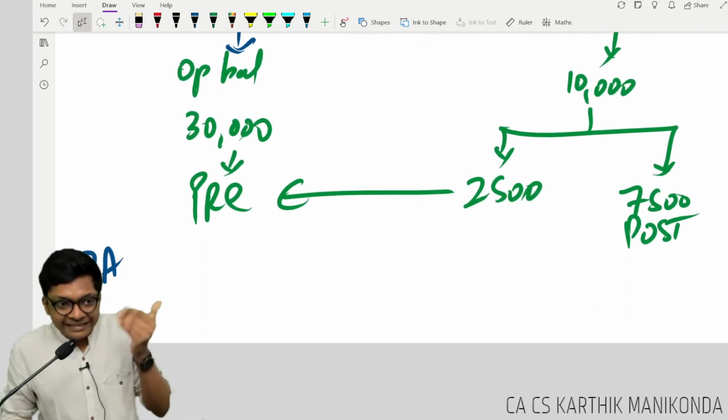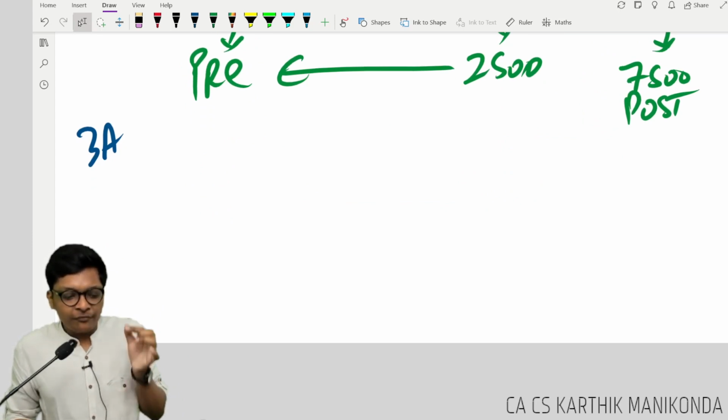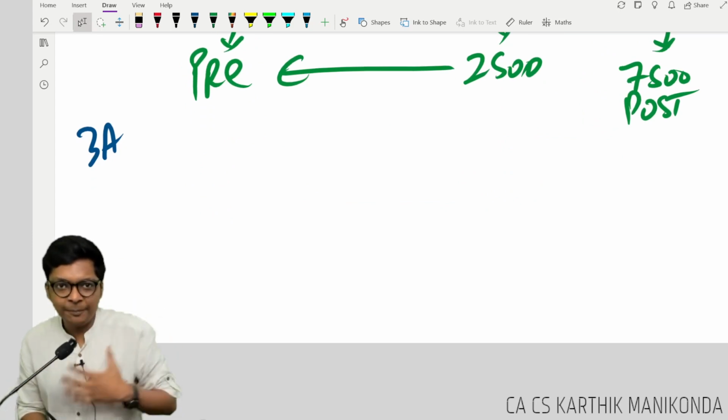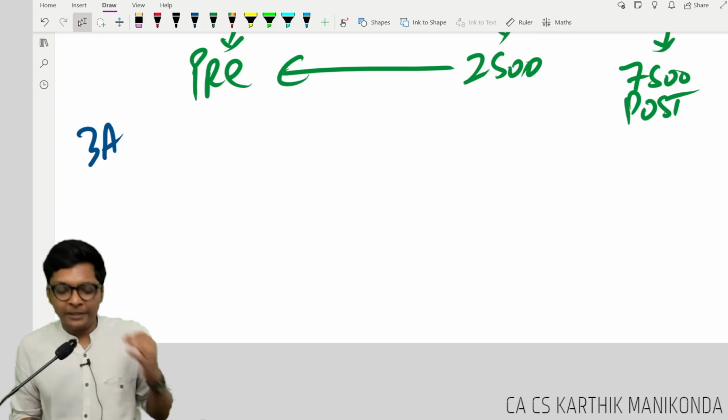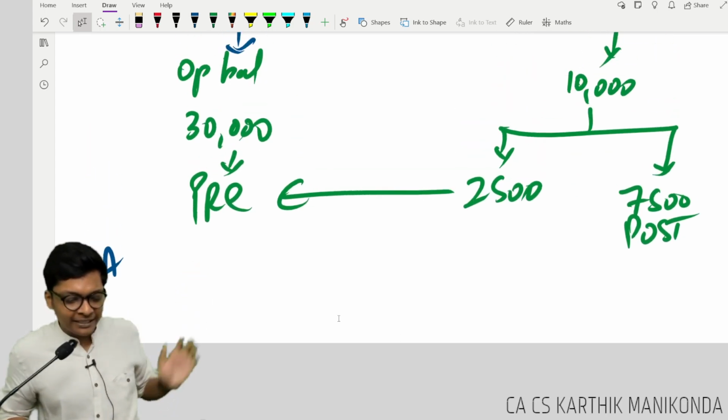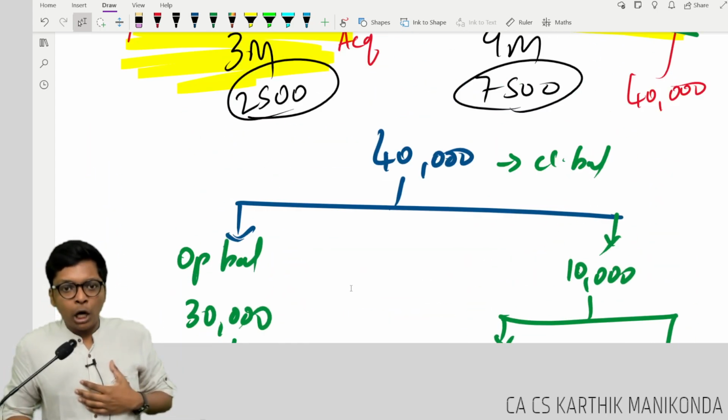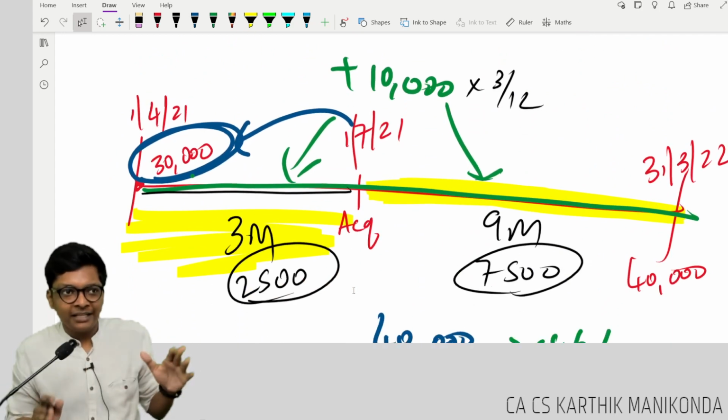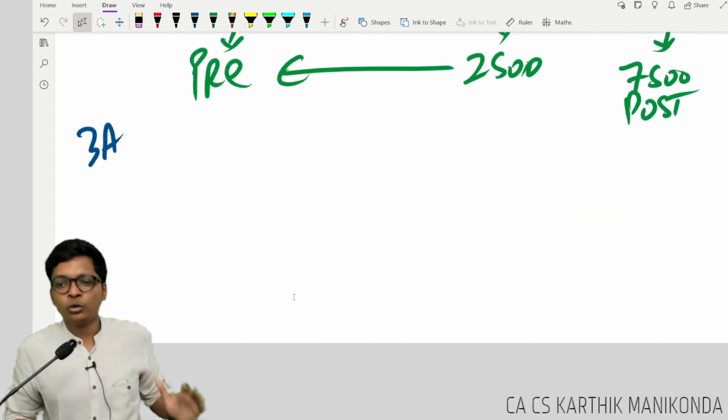Now step number 3A. No, not 4. 3A. Analysis of pre and post. This step we are doing it for the first time, so allow me to do it. This I hope all of you copied, guys. Sir, how can you take assumption it's earned evenly? No other data given, so I will do like that.